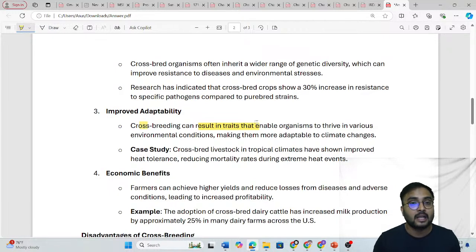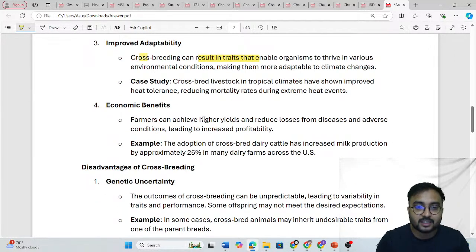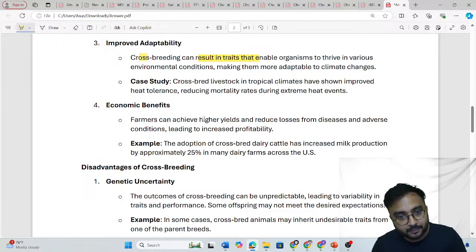Naturally also it happens. This could also be supported by the biological term genetic selection or natural selection. Natural selection is nothing but the one organism which will adapt, that will survive, survival of the fittest. Economic benefits: as these young animals which take birth are of higher yields, they reduce losses from diseases and adverse conditions, which leads to increased profitability.